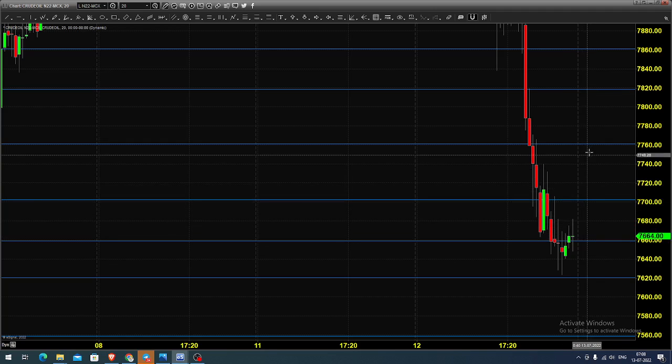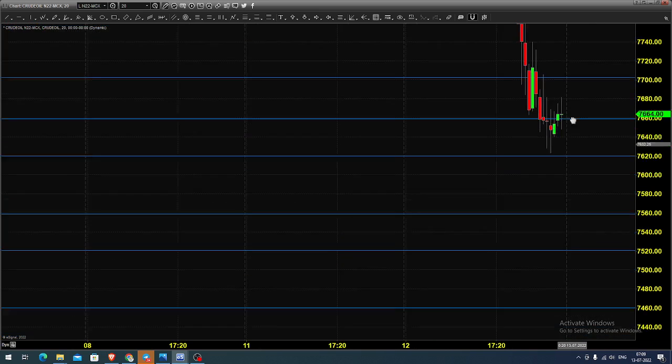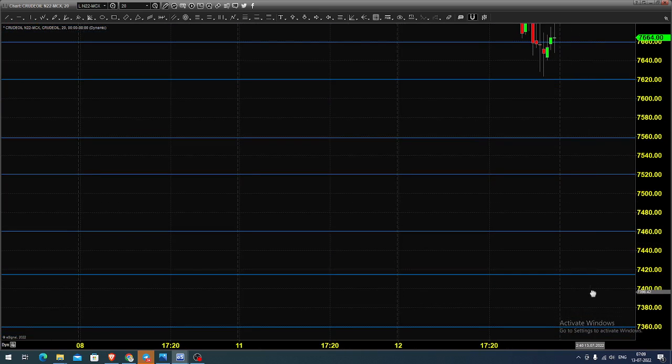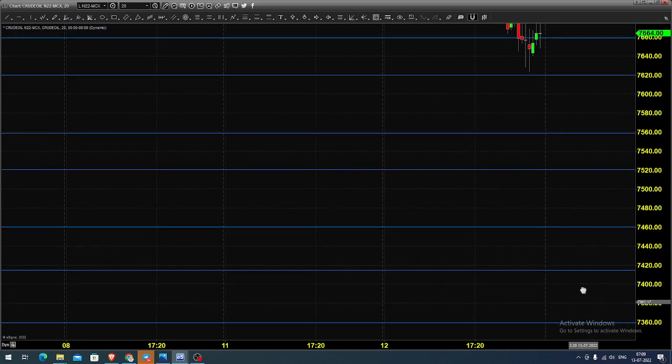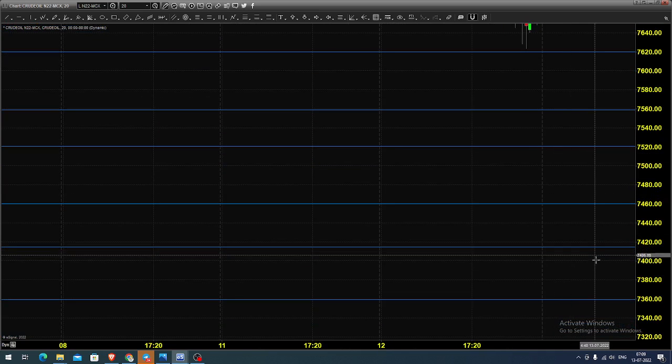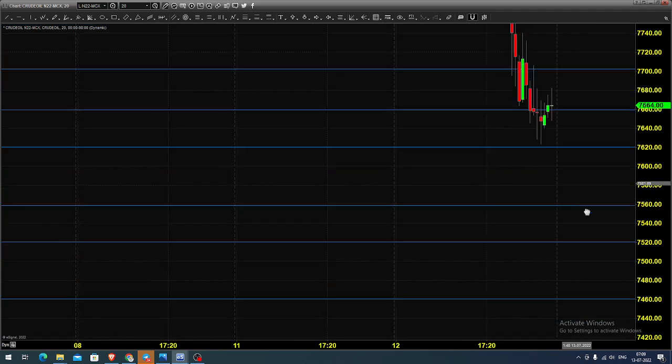You can go for selling till 7,770 by placing stop near or above 7,780, expecting the market to hit various targets marked as possible support. We can expect this selling to continue till 7,200 level.